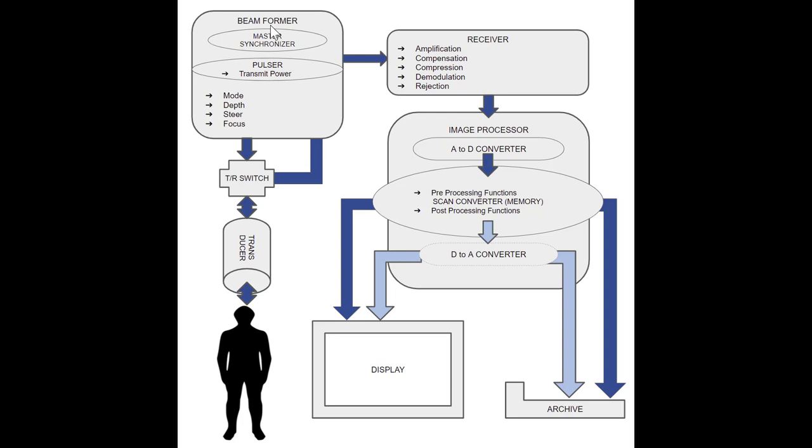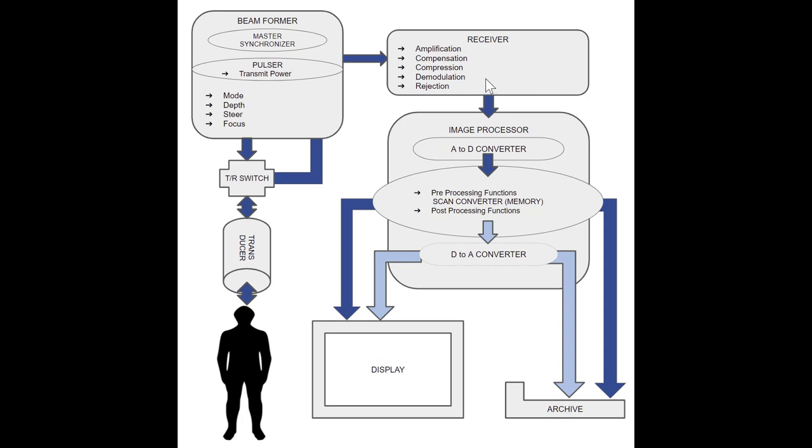It starts at the beamformer, which is home to the master synchronizer and the pulsar. That sends out the beam, or the pulse, goes through the TR switch, which goes to the transducer, which goes to the patient. Those echoes then return back to the transducer, back to the TR switch, which take a brief little detour through the beamformer, and eventually make it into the receiver.